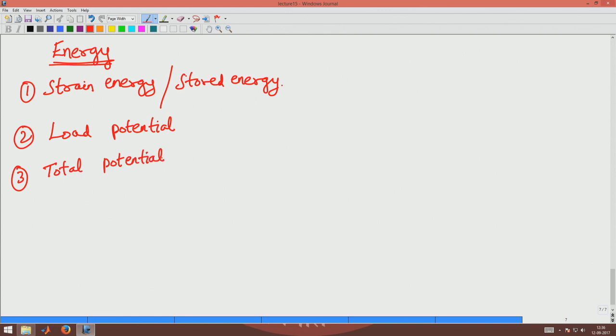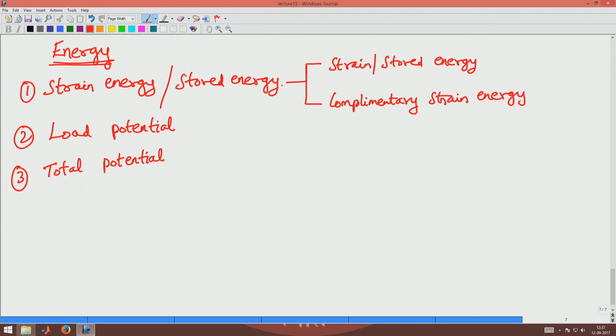Okay. There are two kinds of stored energies, one which is just called as plain strain or stored energy, and the other thing is complementary strain energy. Okay. Let us understand first what the strain energy or stored energy is.